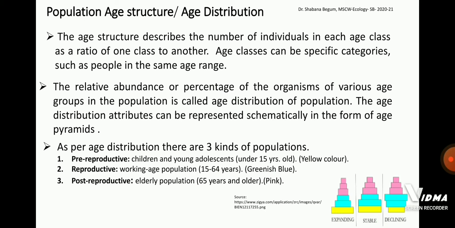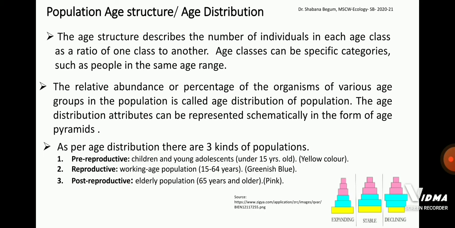The age distribution attributes can be represented schematically in the form of what are called age pyramids. On the basis of age, a population may ecologically be divided into three age groups: the pre-reproductive, reproductive and post-reproductive age groups. Here the pre-reproductive age group is designated in yellow bars, the reproductive age group is represented in the bluish bars, and the post-reproductive individuals are indicated in the pink bars.